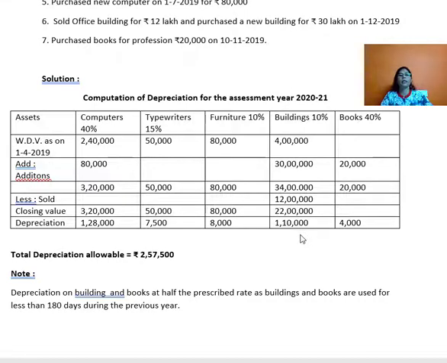So, on this 22 lakh, we have to charge instead of 10% at the rate of 5%, which comes to 1,10,000. And on books at the rate of 40%, but because it is purchased on 10th November 2019, we shall charge half the rate, that is 20% on 20,000, it comes to 4,000.